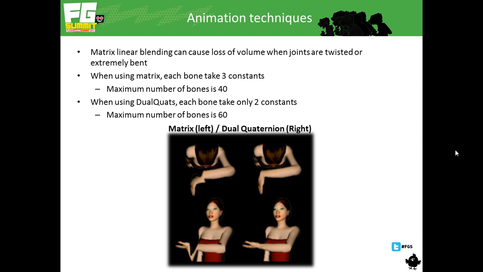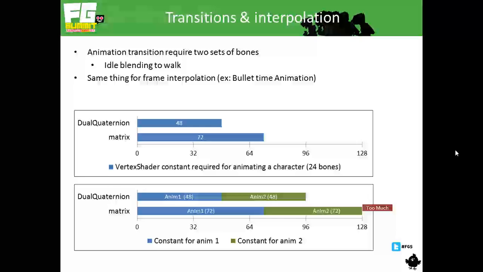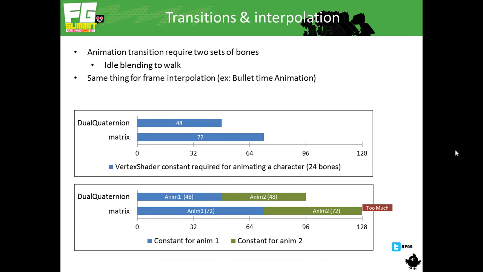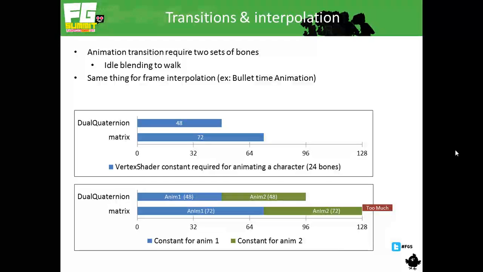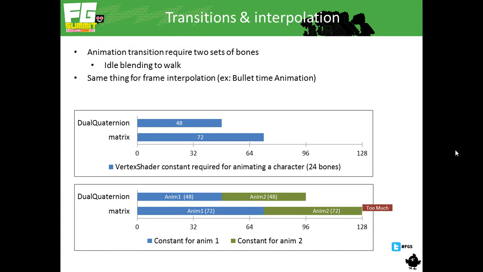As I was saying, the matrix, by definition, for each bone you require one matrix, which is 3 constants, and that gives the maximum number of bones in the vertex shader constant, which is 40. For the dual quaternion it's 60. So what happens is, for our actor, the zombie, which has 24 bones, we were okay with 2 choices. We could go with the matrix or the dual quaternion.